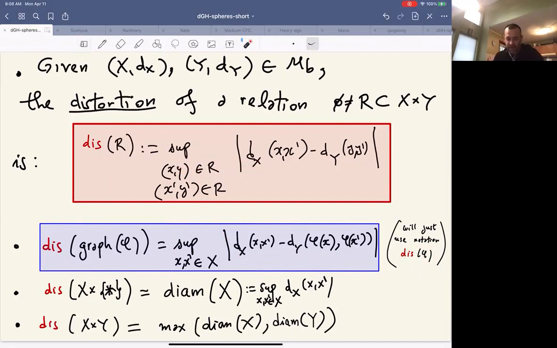In particular, when Y is a singleton, this term drops out and is 0. That's the only metric you can put on a single point, and then the distortion of X cross singleton is simply the diameter. This whole expression boils down to the supremum over x and x' of the distance between x and x'. Slightly more interesting is the case when you plug in X cross Y. In that case, the distortion of this maximal possible correspondence turns out to be the maximum between the diameter of X and the diameter of Y.